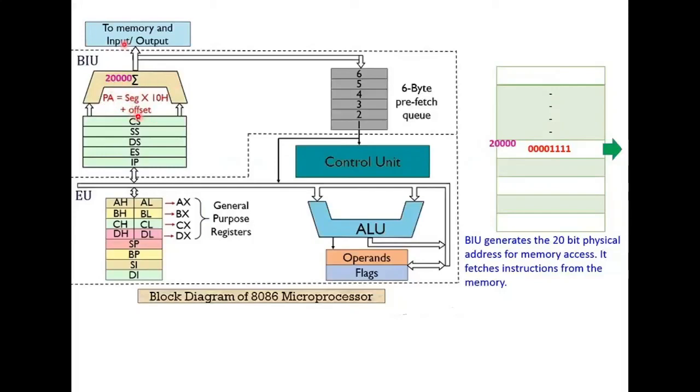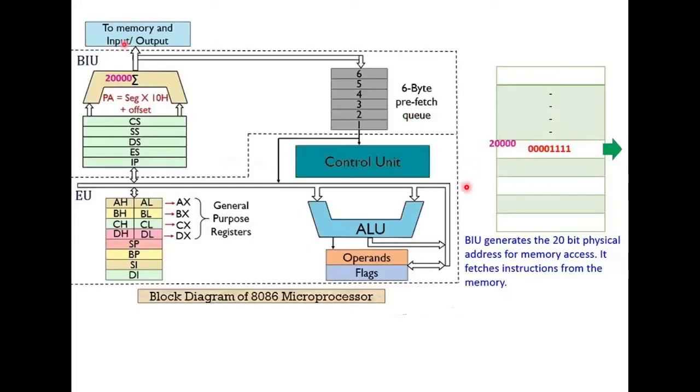After doing this calculation, we will get the physical address, right? So now this calculation done, then this adder circuit has the physical address, 20-bit physical address we can say, or otherwise we can say memory address. So that is 20000, right? Now this 20000 is the address this BIU wanted to connect with the external memory, and this BIU wanted to fetch the information which is stored in this 20000 memory location, in this address.